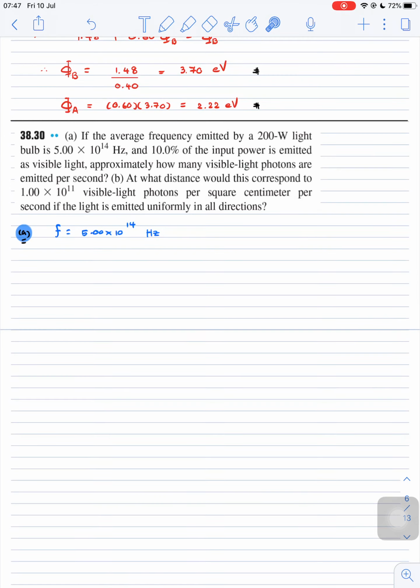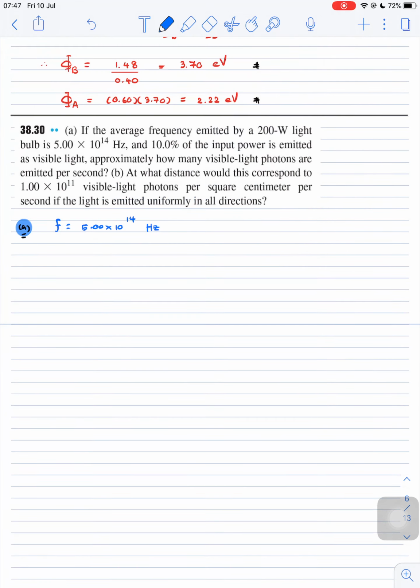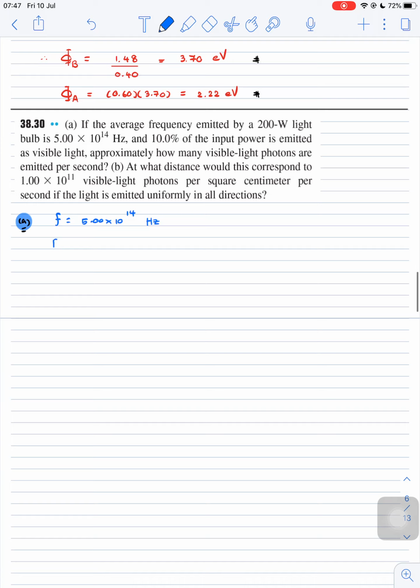Okay, so approximately how many visible light photons are emitted per second? We said that the power of the light bulb is 200 watts. But we said that only 10% of this power is visible light.